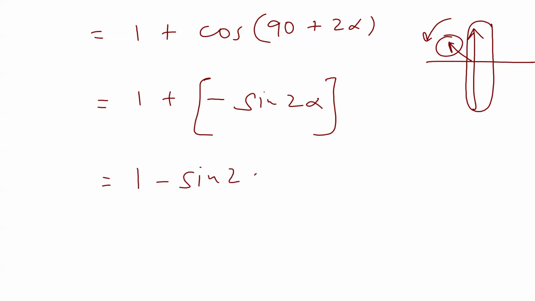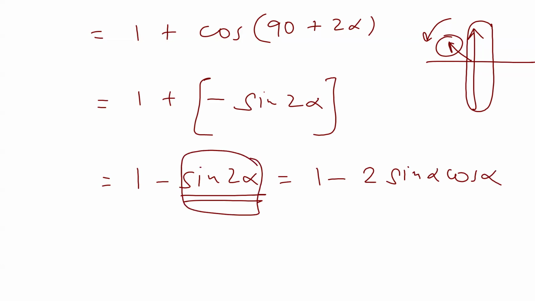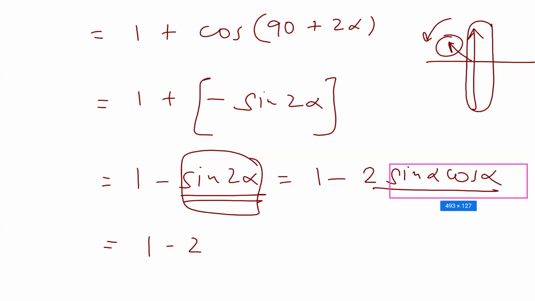Now sine 2 alpha, the half angle formula we have, it is 2 sine alpha cos alpha. So 1 minus 2 sine alpha cos alpha, I'm writing sine 2 alpha as 2 sine alpha cos alpha. Now sine alpha cos alpha, this particular value they have given to us. The value of sine alpha cos alpha is sine square beta.